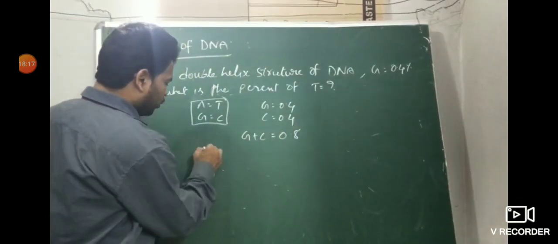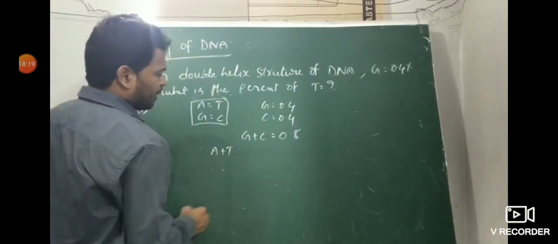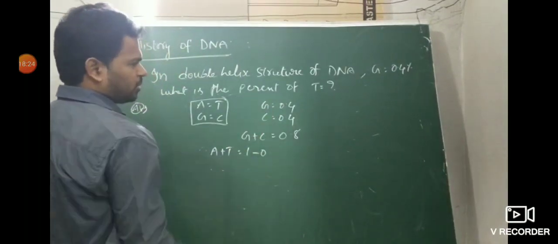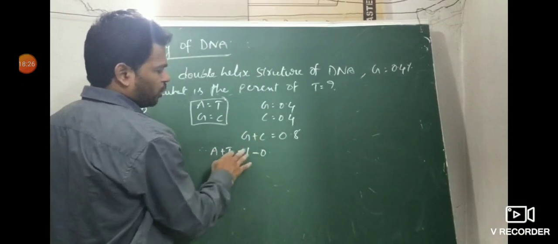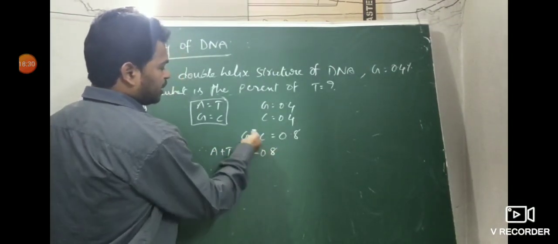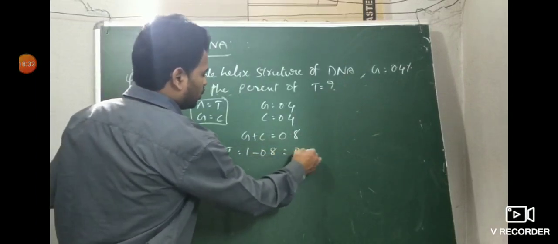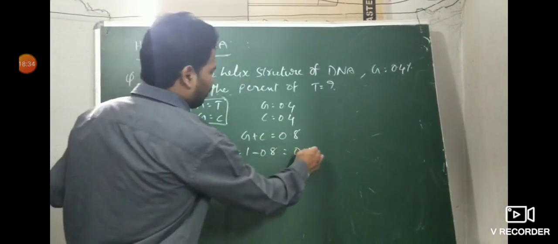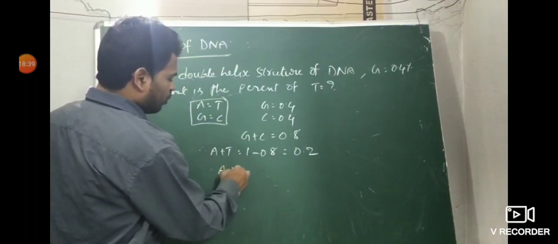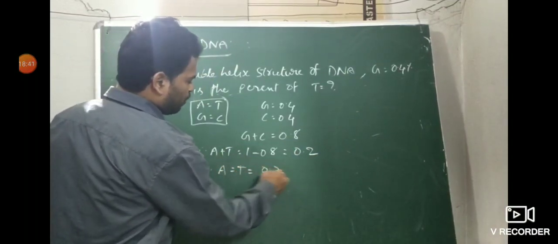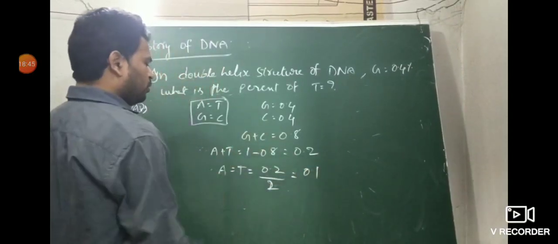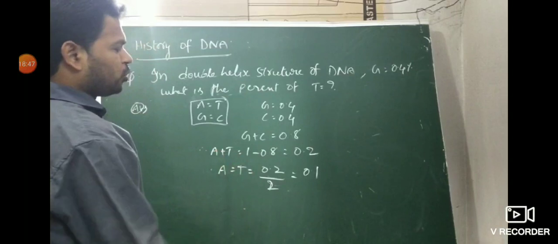Now we need to find A plus T. Adenine plus thymine equals 1 minus G plus C. Here it is not a percentage, that is why we take 1 only. So 1 minus 0.8 equals 0.2. Adenine equals thymine, so 0.2 by 2 gives 0.1. Adenine is 0.1, thymine is also 0.1.